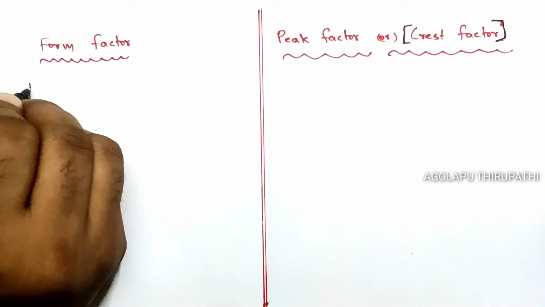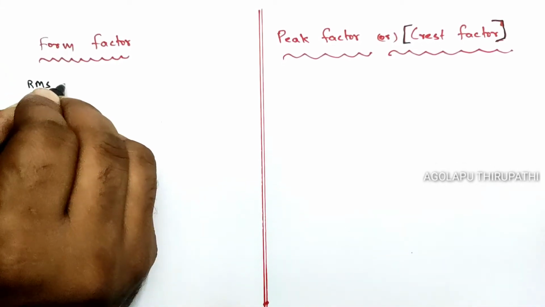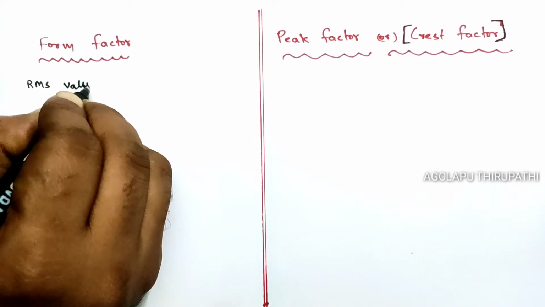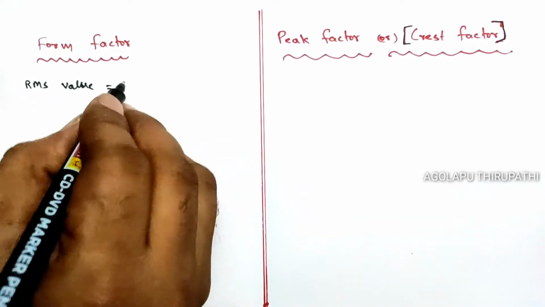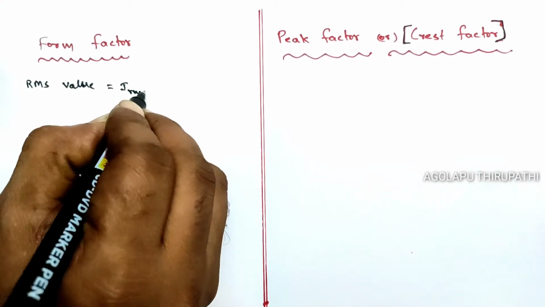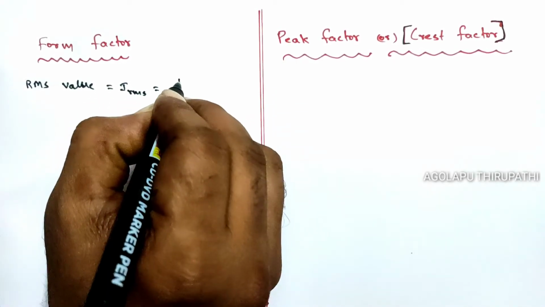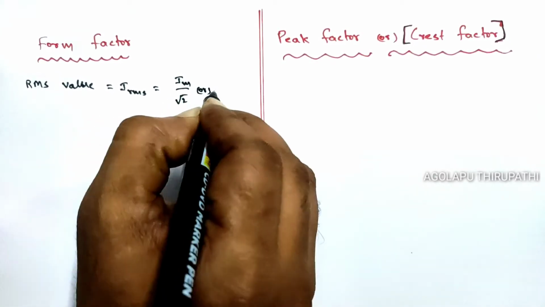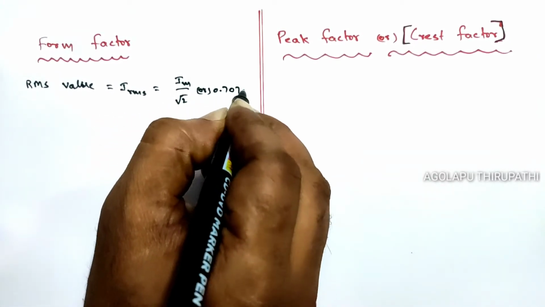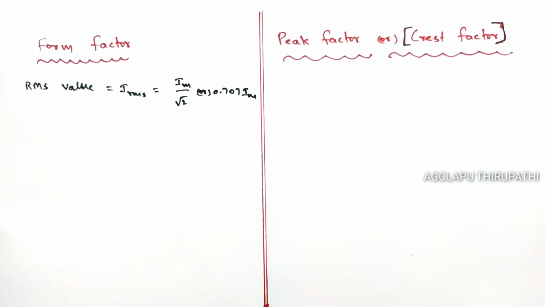So what we got, RMS value is equal to... we calculated for current, right? So therefore I RMS is equal to what we got, Im by root 2, or 0.707 times of Im we got.